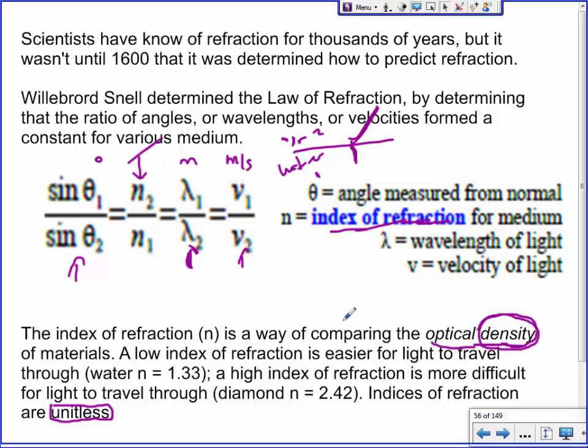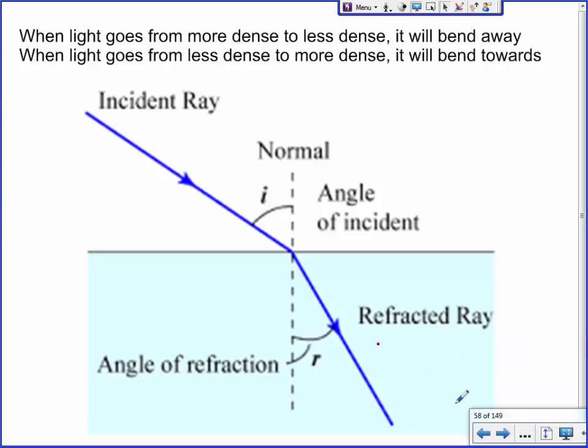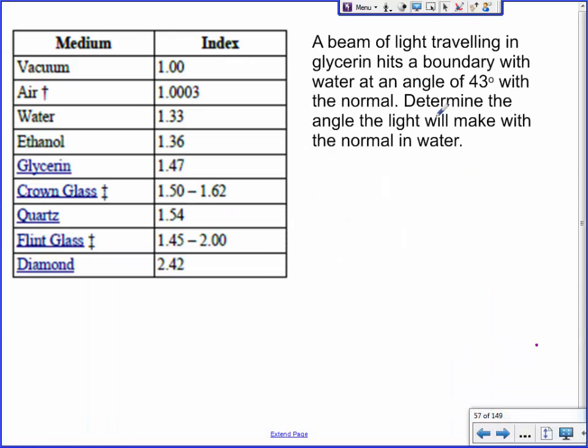So I'll show you how to use this formula in a little bit, but maybe more importantly than using the formula, we should talk about the theory behind how far some of these things actually will refract. So here's my first example here. Let's say you have a beam of light traveling in glycerin, and then it hits the boundary of water at an angle of 43 degrees with the normal.